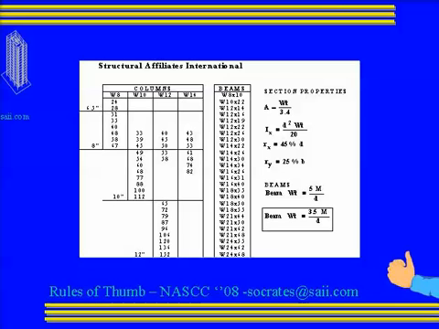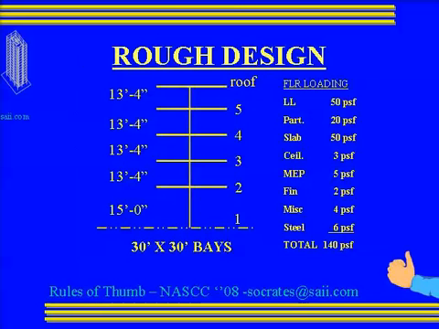Okay? A few of us. Okay, this is the way we used to do columns. You just have to write it down, find out what the tributary area is, multiply it out, put your load, and then carry it all the way down, and now you know what your load is in every floor. So we have a total of 140 pounds per square foot.